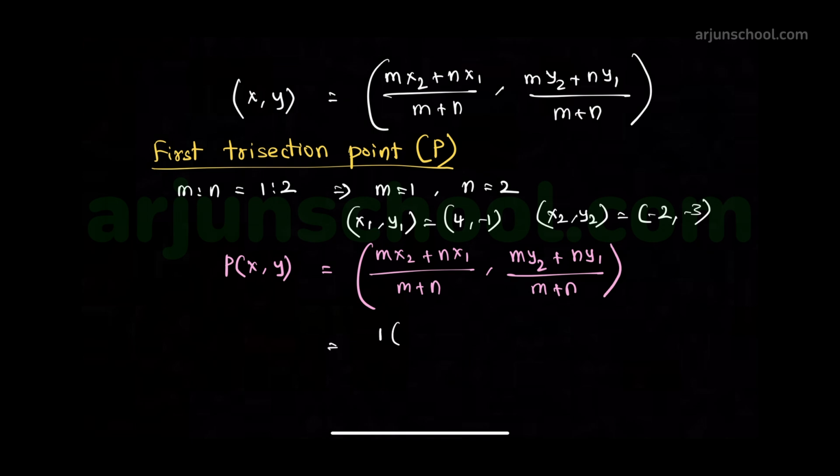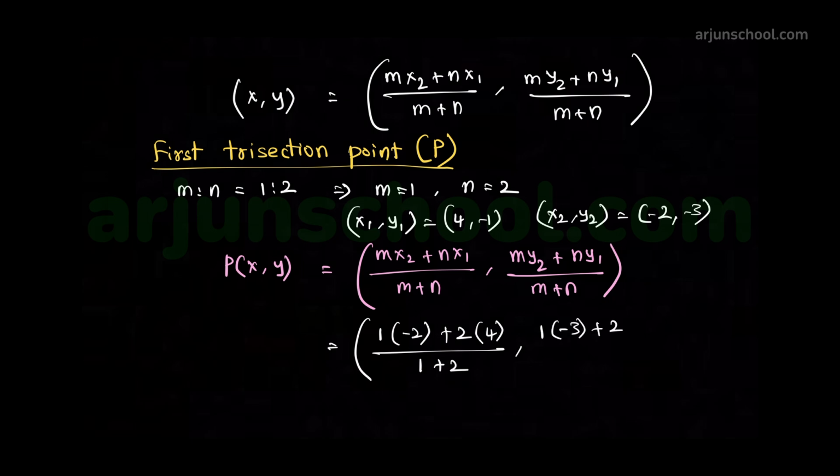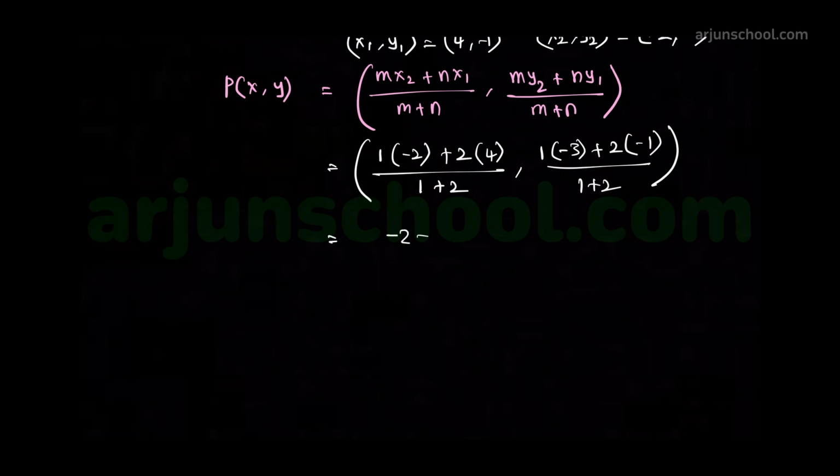m is 1, x2 is -2, plus n is 2, x1 is 4, by m is 1 plus n is 2. Then we have m is 1, y2 is -3, plus n is 2, y1 is -1, by 1 plus 2. That is equal to 1 of -2 is -2, plus 2 times 4 is 8, so (-2 + 8)/3. And 1 of -3 is -3, plus 2 of -1 is -2, by 3.